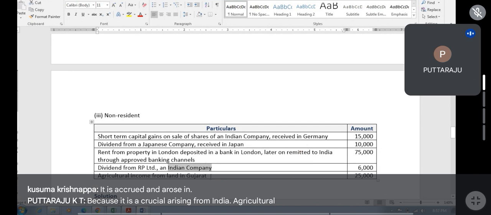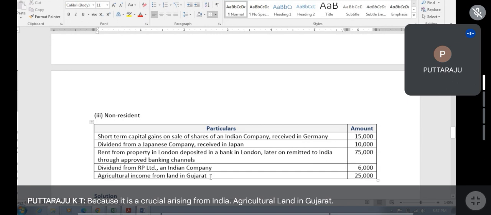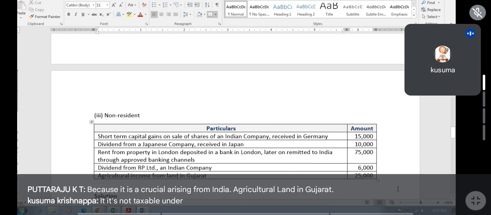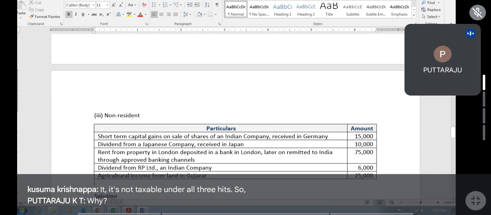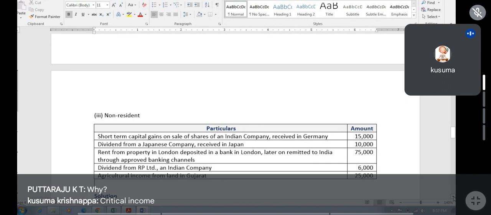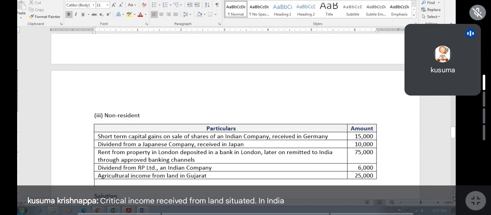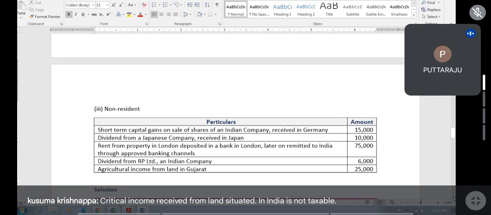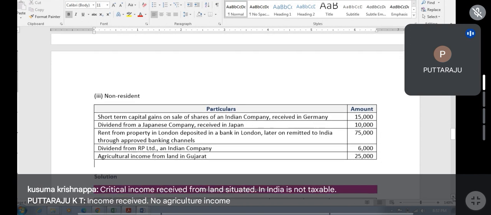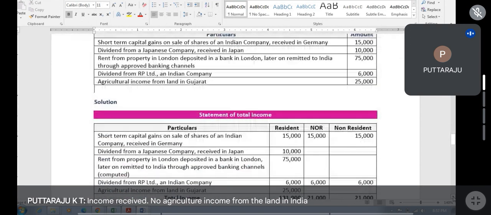Agricultural land in Gujarat. It's not taxable under all three, sir. Why? Income received from land situated in India is not taxable. Agricultural income from the land in India is not taxable.